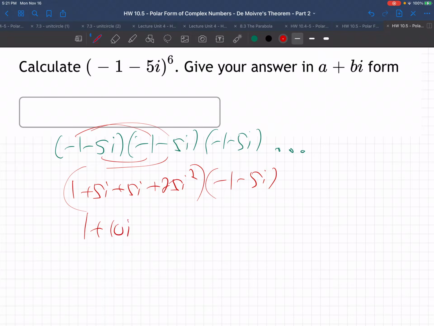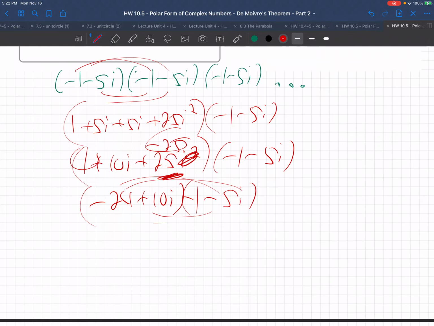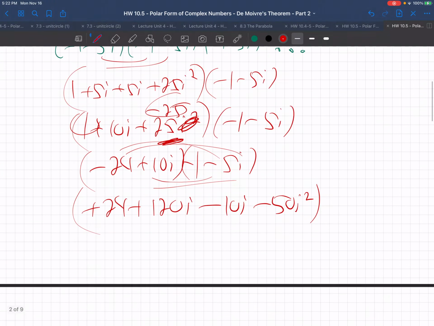Here, I could do maybe one more step if you want to see it. 25i squared. Then you got to foil that with minus 1 minus 5i. And that's minus 25, right? Because i squared is negative 1. So 1 minus 25 would be negative 24 plus 10i. And you got to multiply that by minus 1 minus 5i. Then you foil those, and you get plus 24 plus 120i minus 10i minus 50i squared. That's just 3 of them.